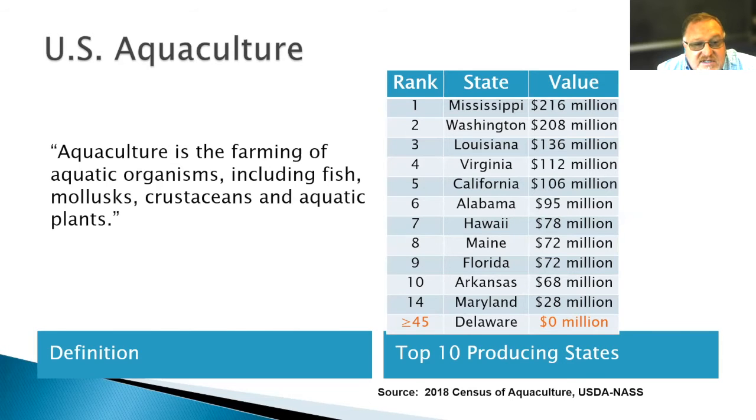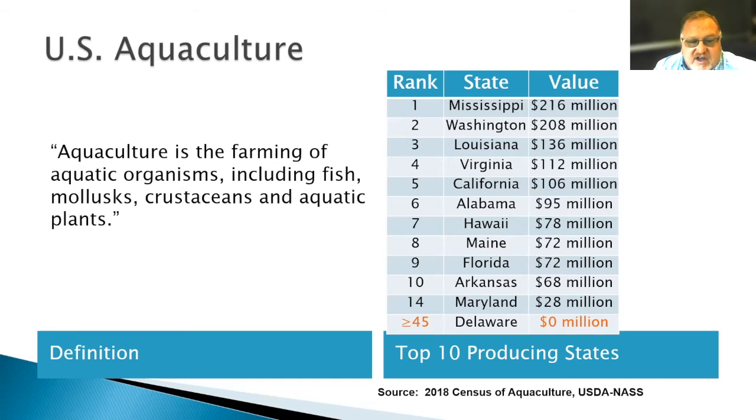If you're paying real close attention, you'll notice that the states here are not necessarily the states that were highlighted on the last slide. Mississippi is the largest aquaculture producer in the United States. They're producing largely channel catfish in ponds. And so again, we're seeing these numbers change every couple of years.